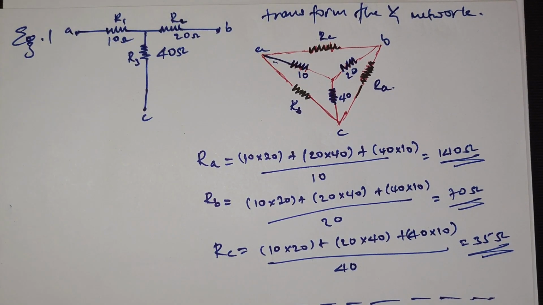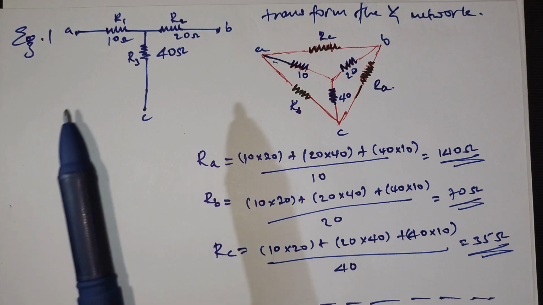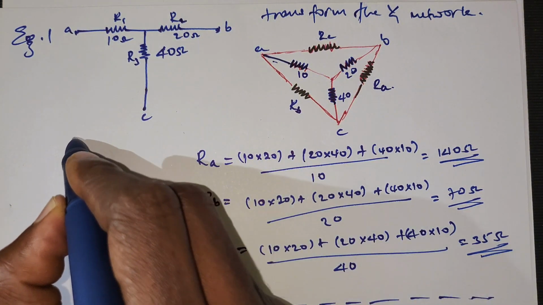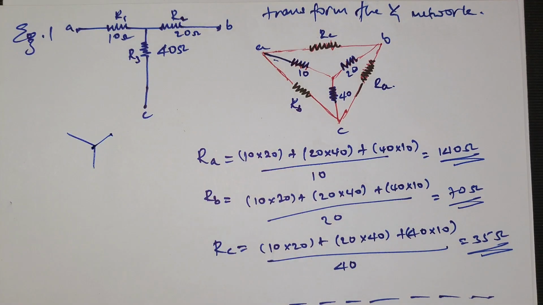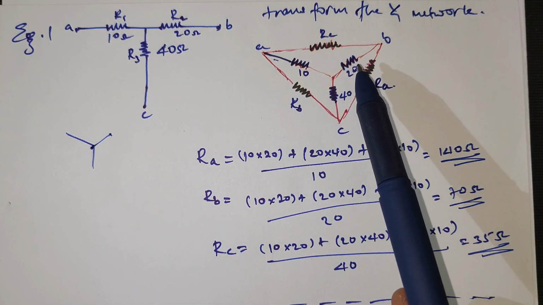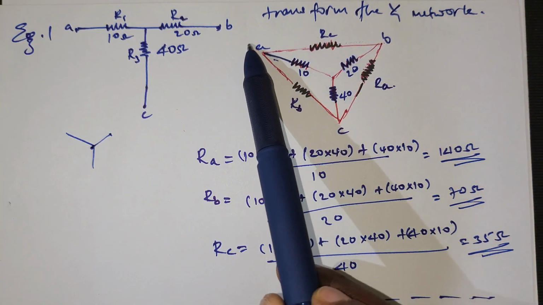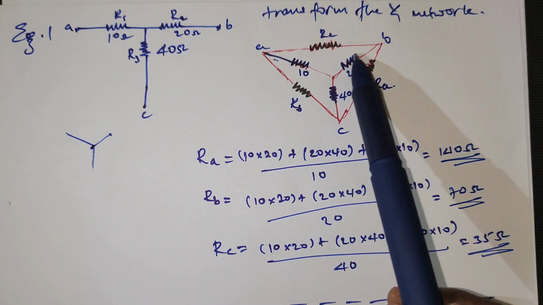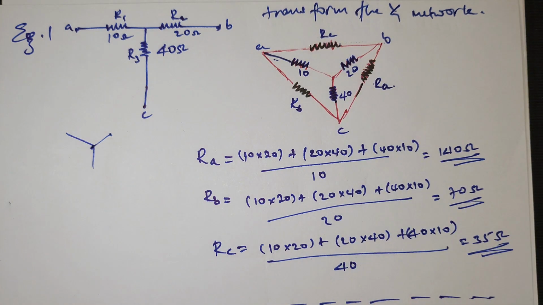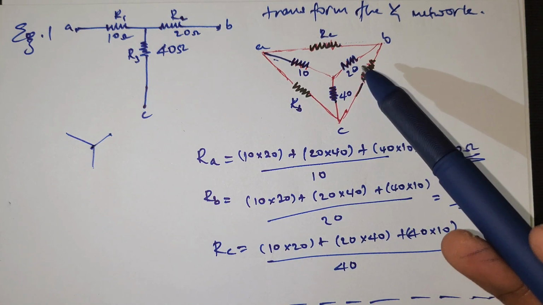Okay guys, we're gonna solve problems in this session, problems regarding Y-delta transformation. So let's begin from the simplest one. As you see, this is a Y or T network. We need to transform it into the equivalent delta network. The interior part is the Y network, so we need to calculate the corresponding resistors on the delta network.